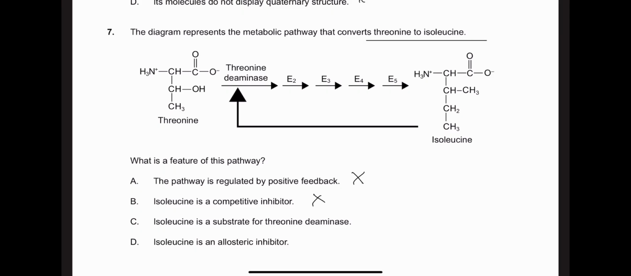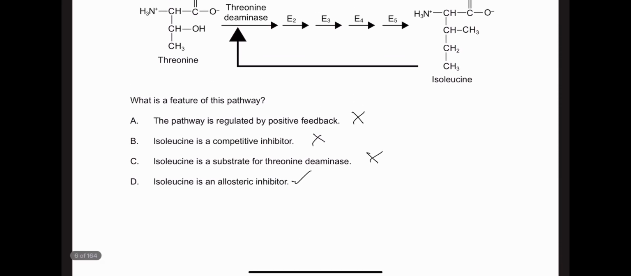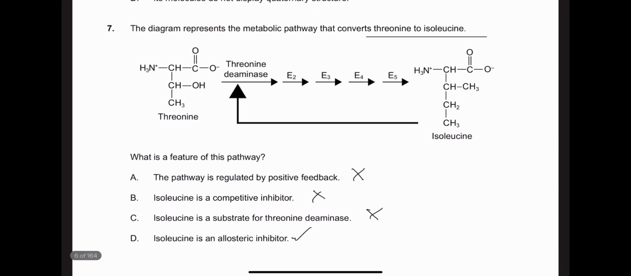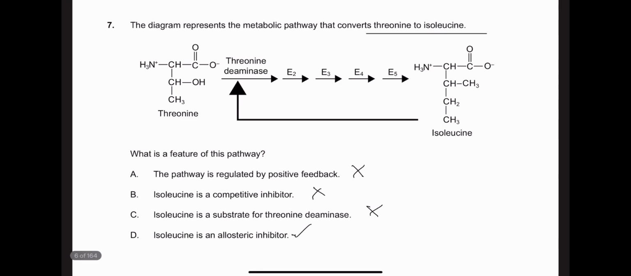Again, not true. Isoleucine is a substrate for threonine deaminase. That is, again, not true. Isoleucine is an allosteric inhibitor. Correct. So yeah, remember, isoleucine is an allosteric inhibitor. It binds to the enzyme at an allosteric site, just an alternative site. Then it regulates the reaction by inhibiting that enzyme.